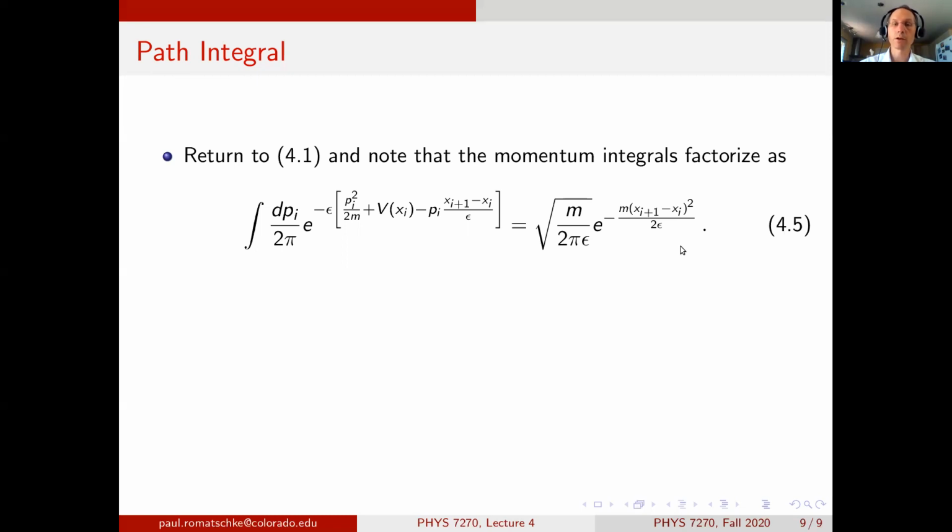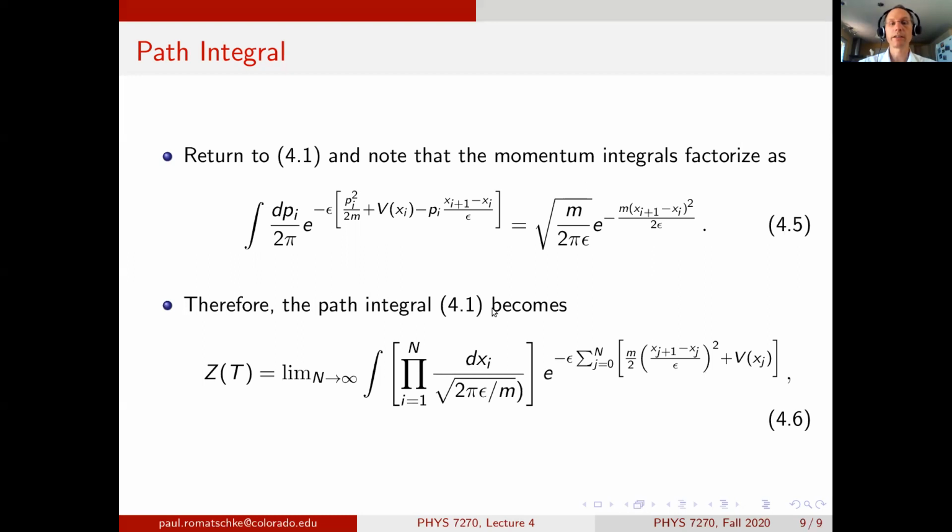If we do that with all of them, then we find that the path integral here becomes the limit n to infinity of just the integration over the position space variables x, times a different measure, times an exponential. And this concludes today's lecture.